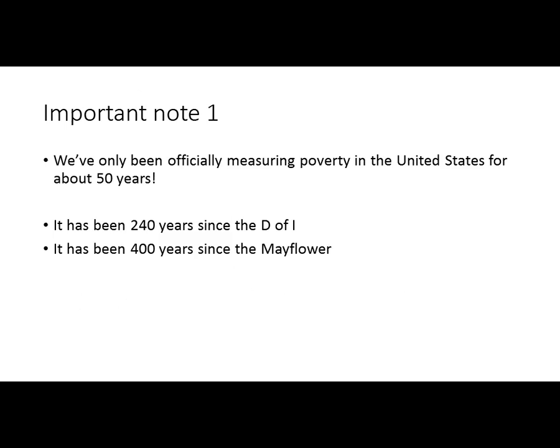So here's the first of a couple of important notes. We've only really been officially measuring poverty in the United States for about 50 years, which really isn't that long when you zoom out and look at the grander scope. It's been 240 years since the Declaration of Independence. It's been 400 years since the Mayflower. So we have a pretty short time period to look at when we talk about measuring poverty.